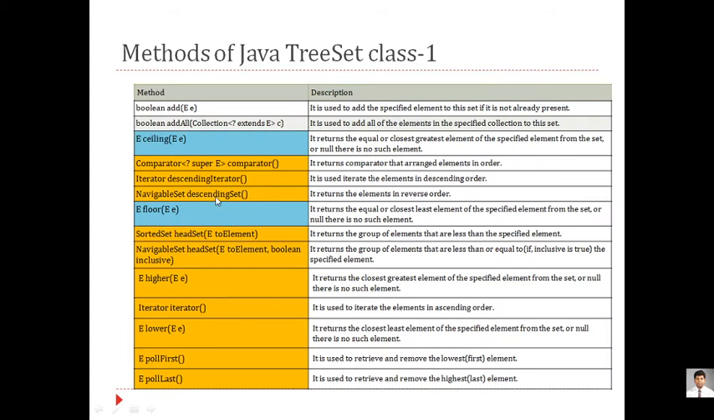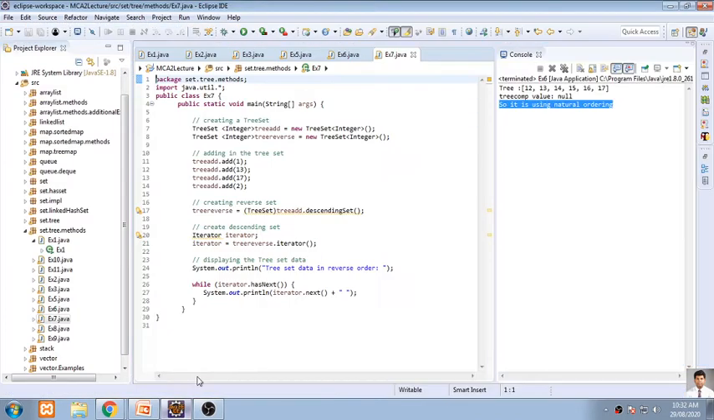So what is the name of that function? It is descendingSet. So descendingSet is a function to display the elements of your tree set in descending order, but the class here is NavigableSet. So same operation of showing elements in descending order, but a different function from a different class. Iterator class with descending iterator, NavigableSet with descendingSet.